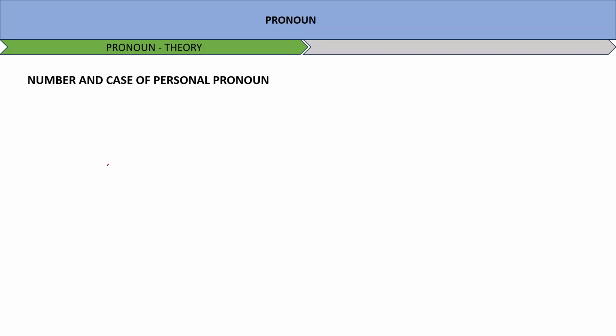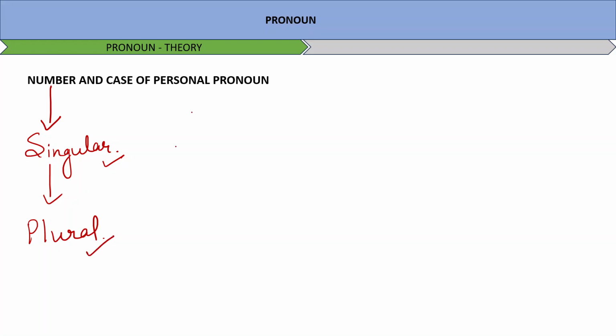So first of all, let's talk about number. What is noun number? There are two noun numbers in the whole of English grammar, singular and plural. Now singular stands for one, plural stands for many. This is clear. Now what are the cases of noun? There are three cases of noun.